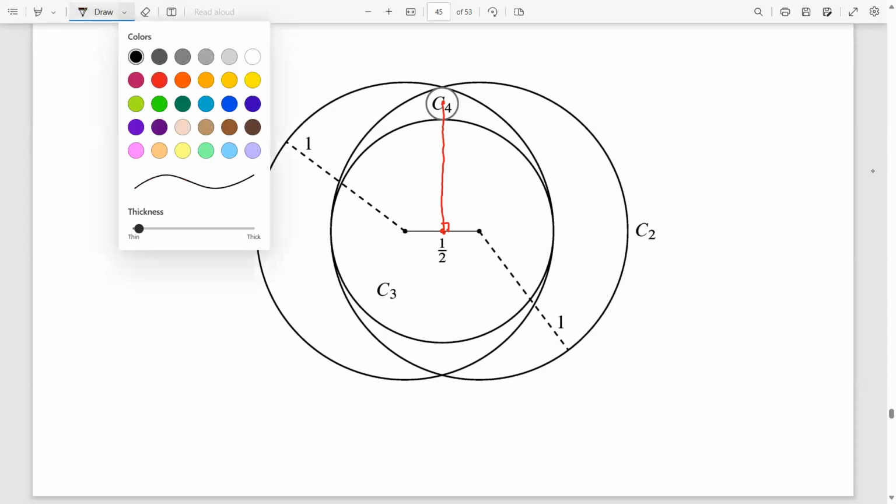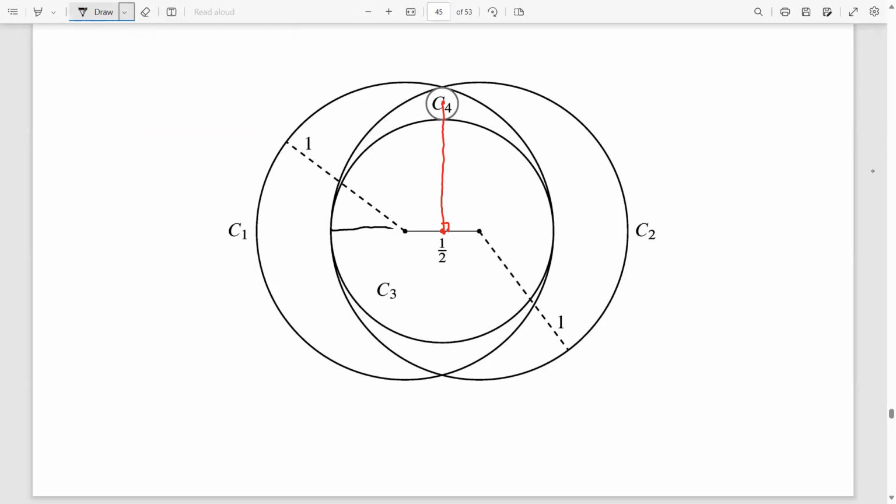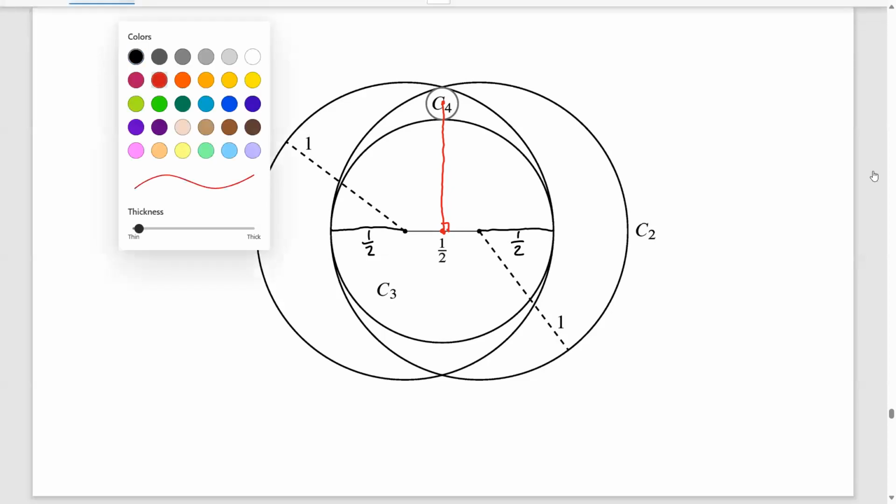In order to do this, we can notice that the distance from the center of C1 to the leftmost point of C2 must be 1/2. This is because the radius of C2 is 1. Similarly, the distance from the center of C1 to the rightmost point of C1 is also 1. Therefore, this distance from the center of C2 is also 1/2. Therefore, the diameter of circle C3 is 3/2, and the radius is 3/4.